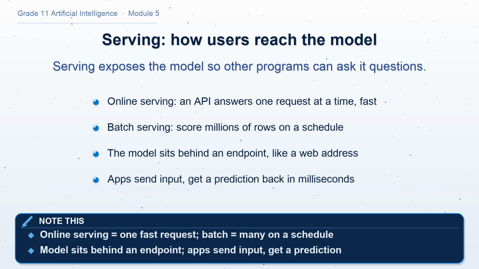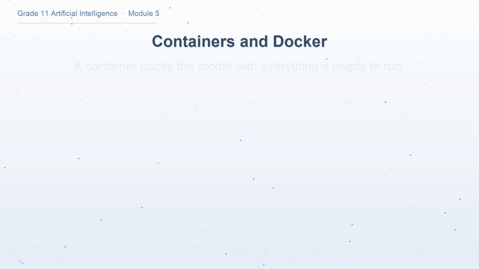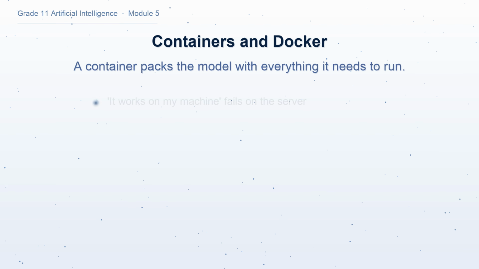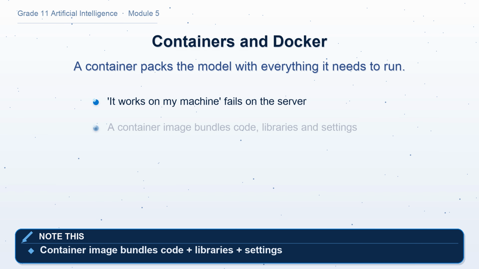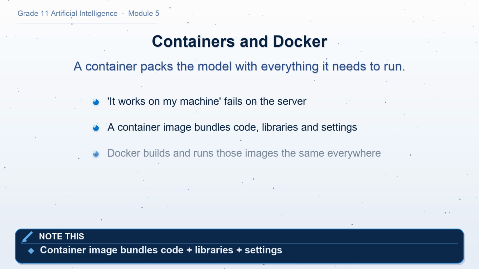But to run reliably anywhere, the model needs to carry its whole environment with it. Every engineer has heard the phrase, "It works on my machine." The model runs on your laptop, then fails on the server because the libraries and settings are different. A container solves this. A container image bundles the code, the exact libraries, and the settings into one sealed package. Docker is the tool that builds these images and runs them the same way everywhere.